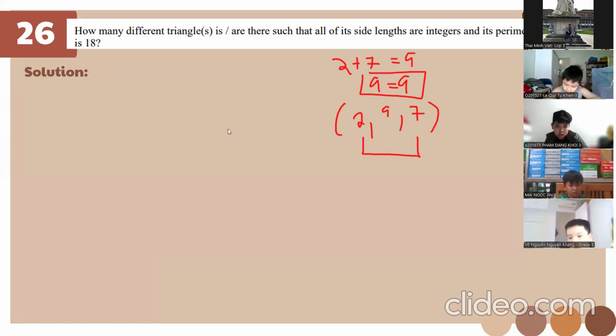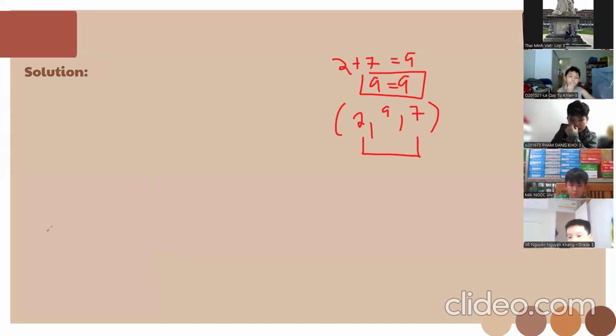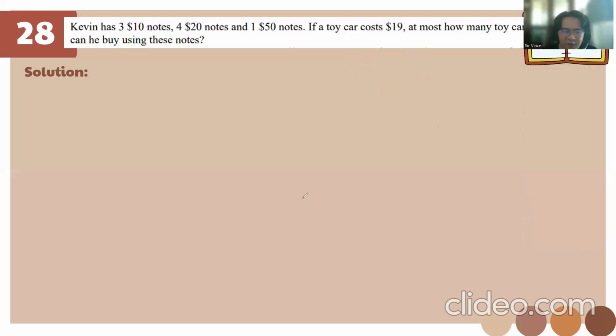Yes, question, you can chat. So for this one class, you just chat your questions, okay? So Kevin has three $10 notes, 4 $20 notes and one $50 note. If a toy costs $19, how many toy cars can you buy using this?